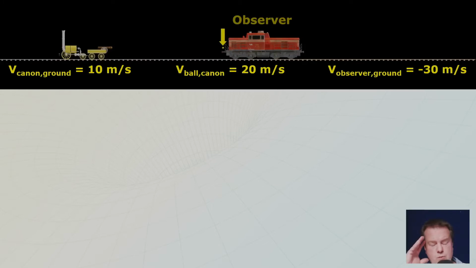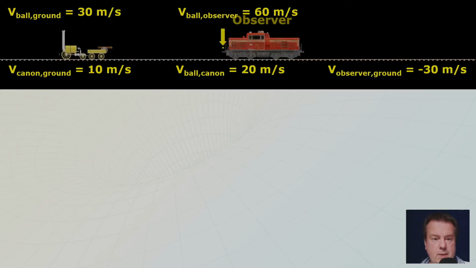And now try to move your perspective to the ground. Well, we were already in that perspective, right? We as viewers were fixed to the ground. And we saw the ball moving at 30 meters per second because it had 10 meters per second because the cannon was already moving and another 20 when it was shot. So together 30. Now try to change your perception into the perspective of the observer in the train on the right. He will see the ball coming at him at 60 meters per second because he's running towards it at 30. So this is Galilean relativity, which makes perfect sense.